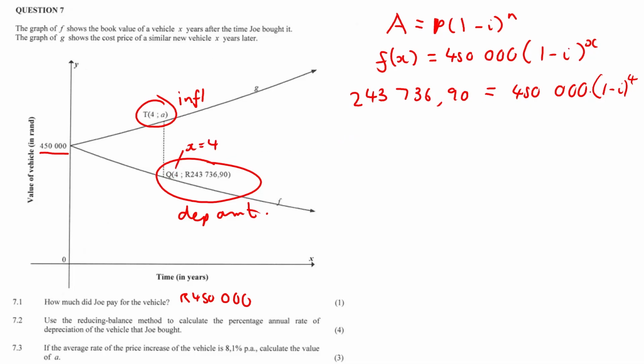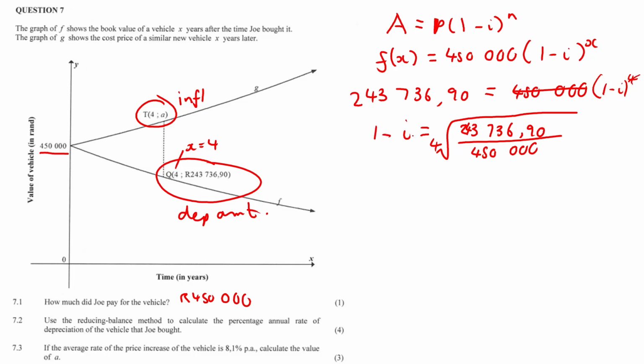Okay, now remember, we want to isolate our i value. So we just want i on its own. So firstly, we divide both sides by this 450,000. So that's going to be 243,736.90 over the 450,000. Okay, so that's sorted. What about this power of 4? Well, we root it. To get rid of a power, we must take the fourth root. And we just have 1 minus i for now.